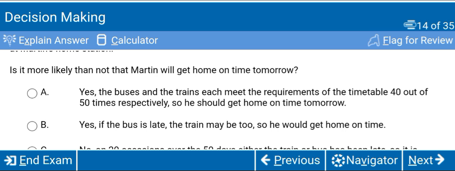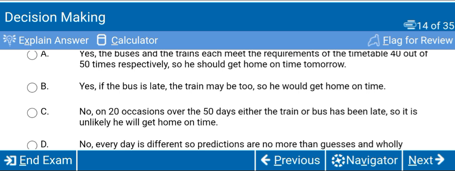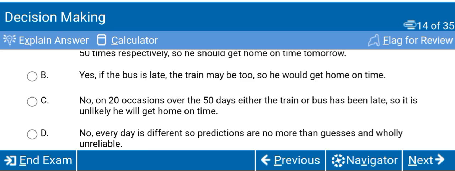Option A, yes. The buses and the trains each meet the requirements of the timetable 40 out of 50 times respectively. So he should get home on time tomorrow. Option B, yes. If the bus is late, the train may be too. So he would get home on time. Option C, no. On 20 occasions over the 50 days, either the train or bus has been late, so it is unlikely he will get home on time.